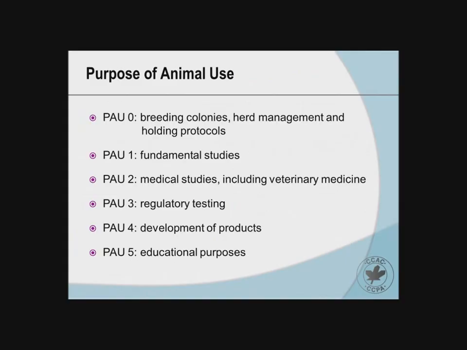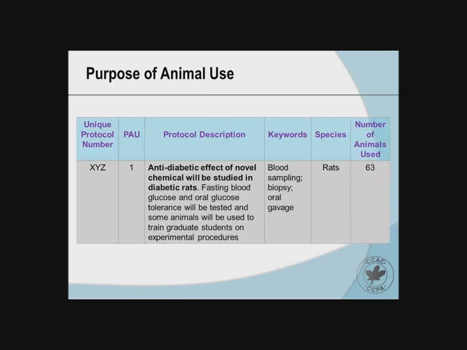So the next required element I want to talk about is the purpose of animal use. There are 6 purposes of animal use listed here, but currently we only require institutions to report purpose of animal use 1 through 5. These purposes of animal use, again, are further defined in the instructions document, this time in Appendix D.